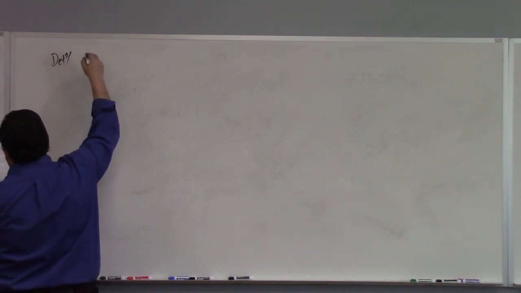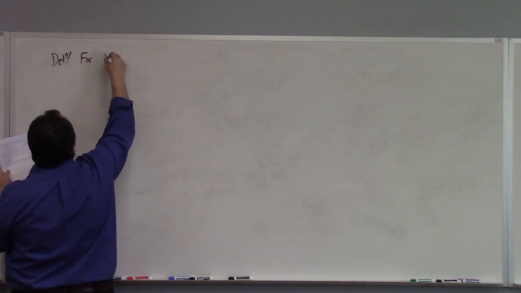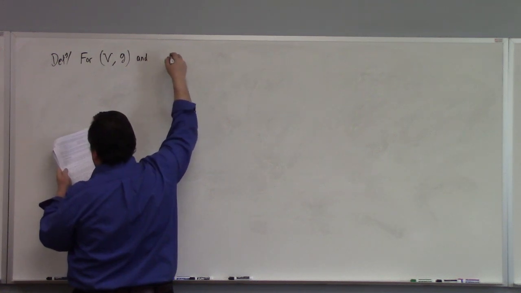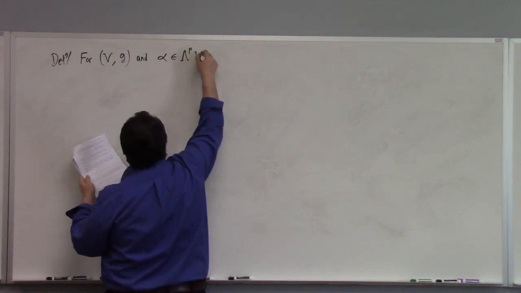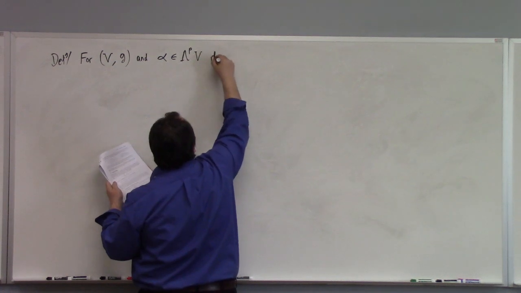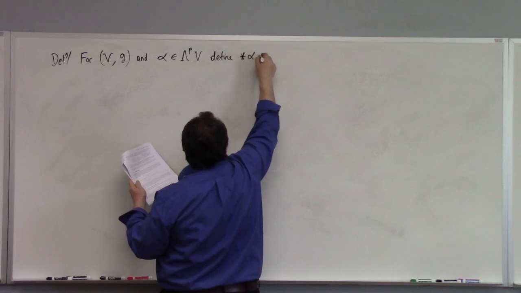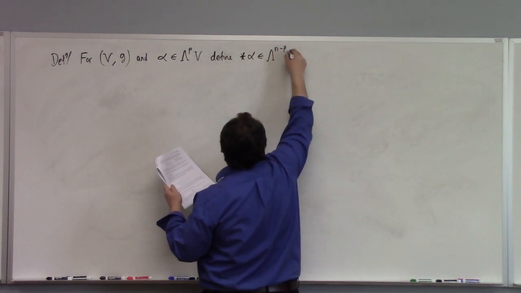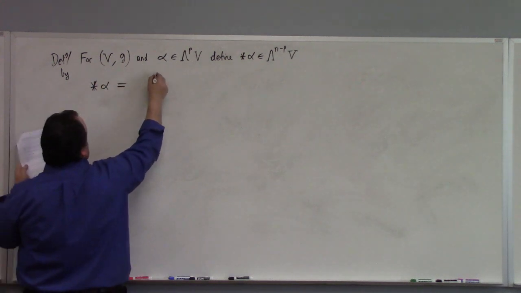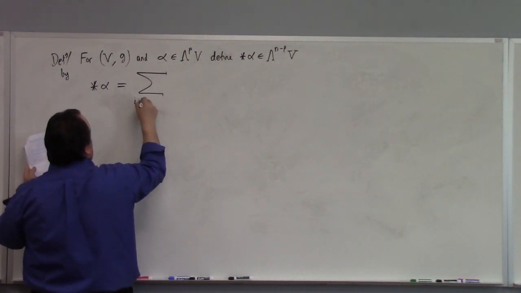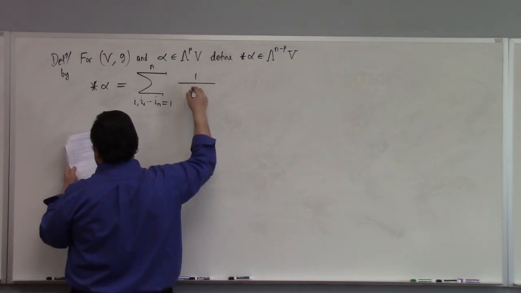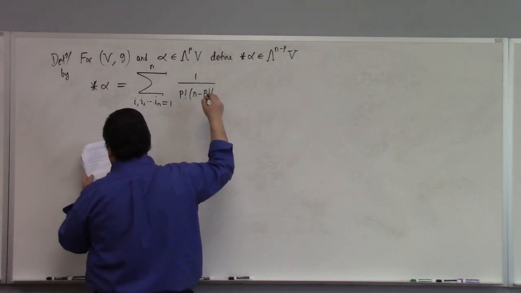Definition. For V paired with metric g, and alpha an element of the p-forms on V, define the Hodge dual of alpha to be an element of the (n minus p)-forms on V by: the Hodge dual of alpha equals, behold, the sum over i1, i2, up to in equals 1 to n of 1 over p factorial, (n minus p) factorial, alpha.